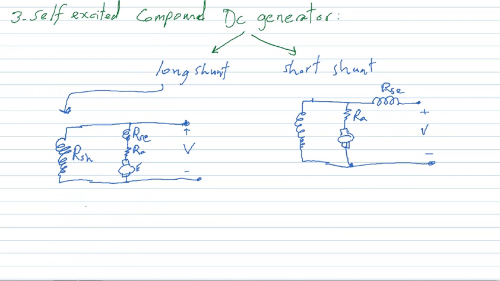المعادلات التي تحكم الأداء لكل من النوعين هذه، or equations that govern the characteristics of this DC generator, are the following. This is the armature current coming out of the armature winding. So there will be a shunt current to magnetize the field winding of the shunt field, and then the load current if we connect some DC load here.